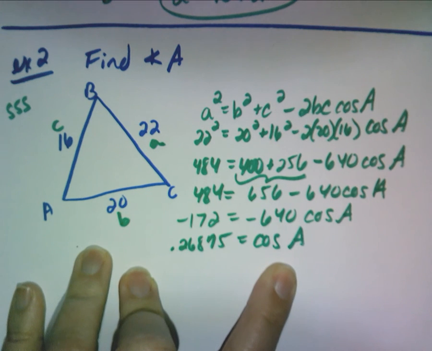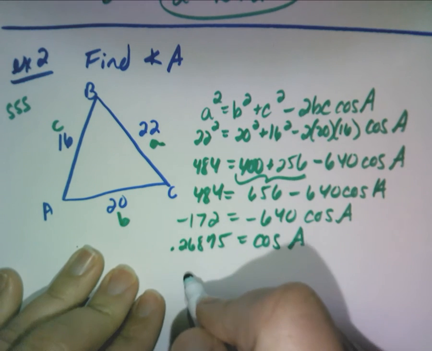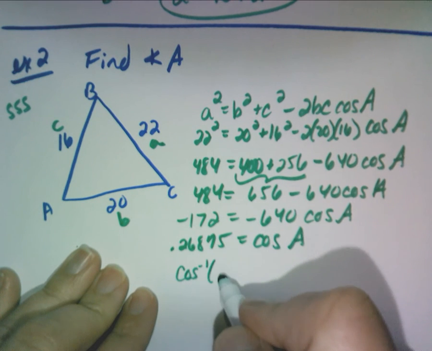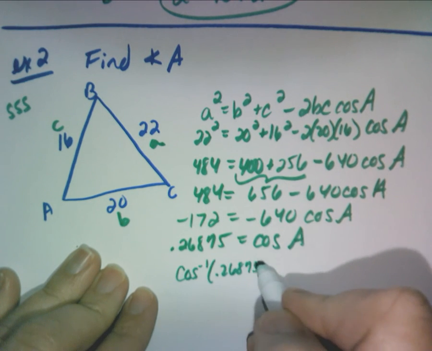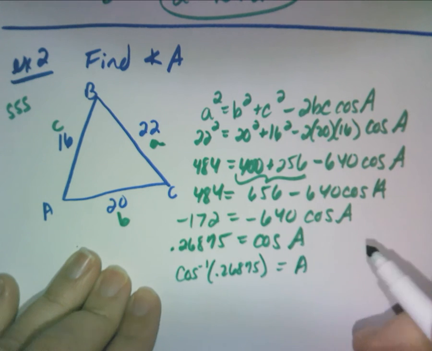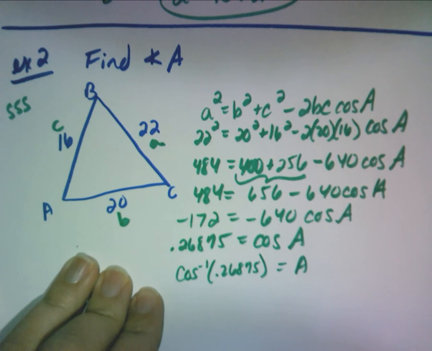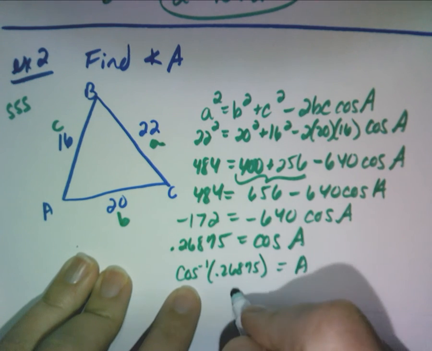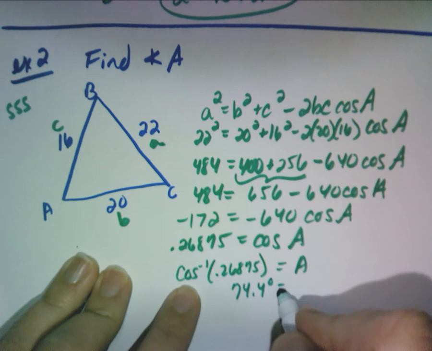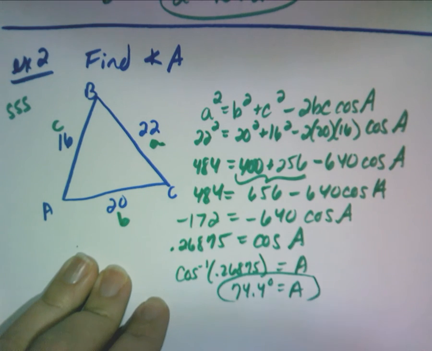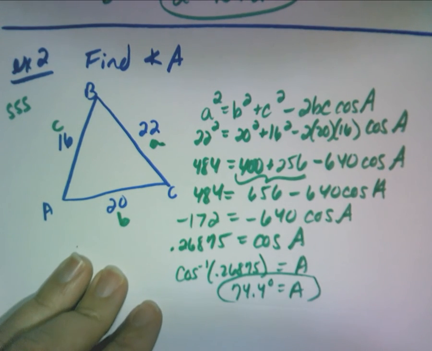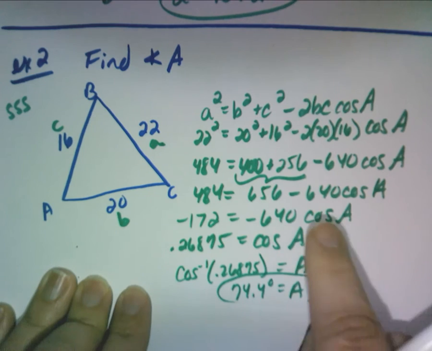What do I use? Inverse. So if I take the inverse cosine of 0.26875, I should get my angle in degrees. So second, inverse cosine. And I end up with 74.4 degrees. I would round to the nearest tenth. Does that make sense there?